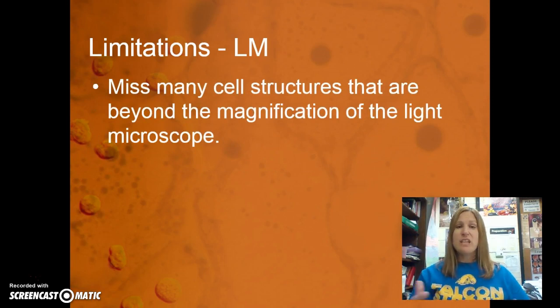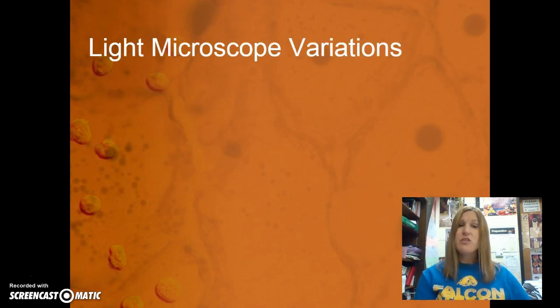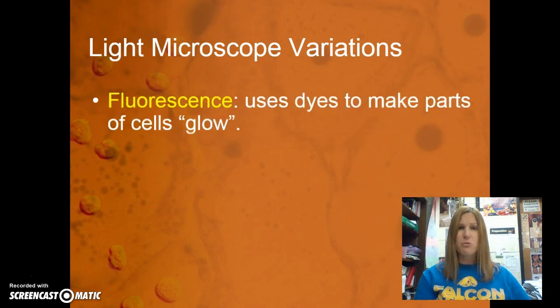Due to the fact that we cannot get to those high magnifications, we miss many cell structures that are beyond that magnification of the light microscope. So we need other ways to make observations. So there are some variations we have with light microscopes.